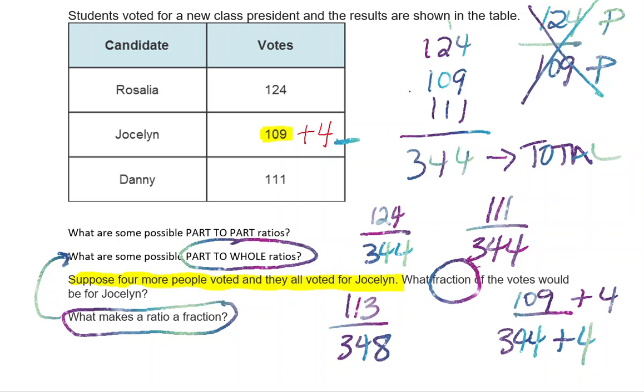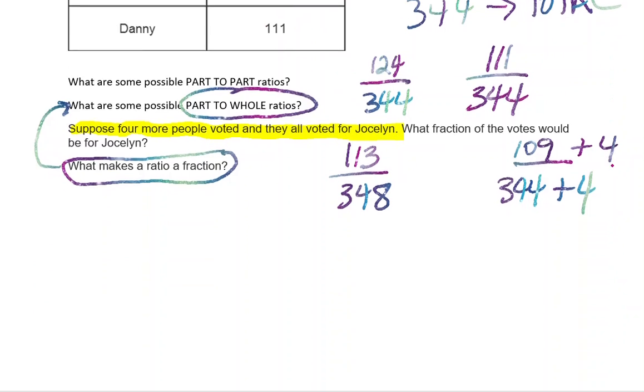Now, if we said what fraction of the votes would have been for Danny, we wouldn't have added 4 because Danny didn't get any of the votes. So Danny's fraction would be 111, but we would have added 4 to the denominator because the total would have changed because 4 more people voted. So again, they always have a question where they're giving you very specific information. They're using keywords from the lesson, and you have to pay close attention and even read the question more than one time to be sure you're understanding.